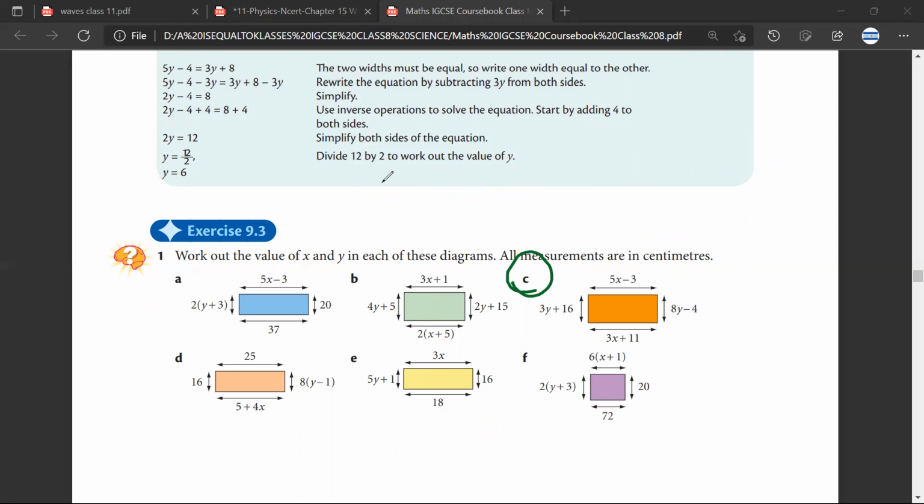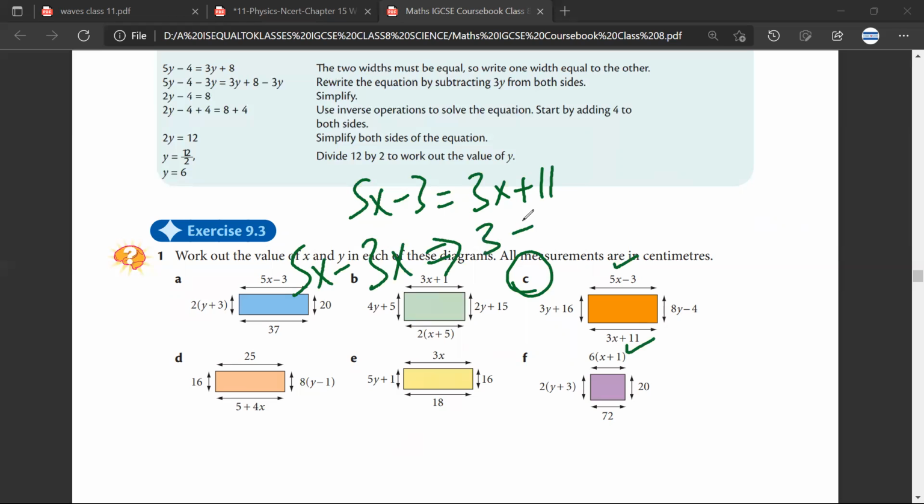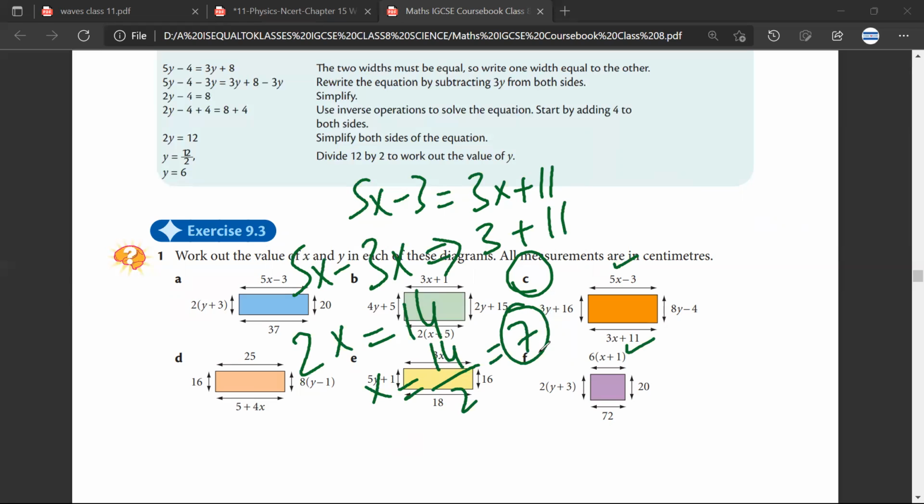5x minus 3 equals 3x plus 11. So 3x will go to the left hand side and minus 3 will go to the right hand side. So minus 3 will become plus 3 and plus 3x will become minus 3x. So 2x equals 14. So x equals 14 upon 2, so x is 7.